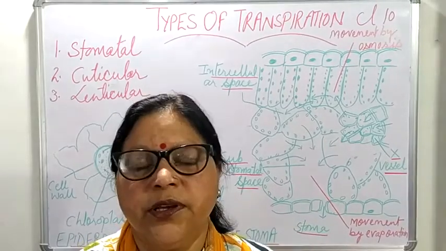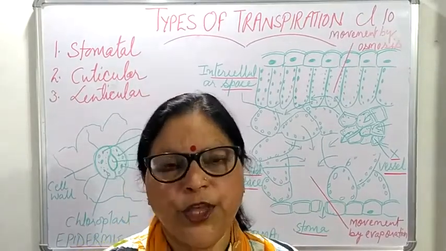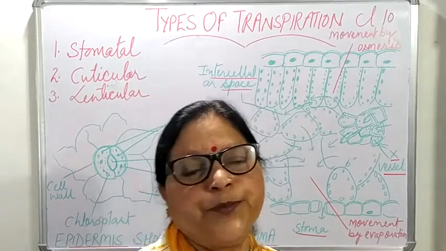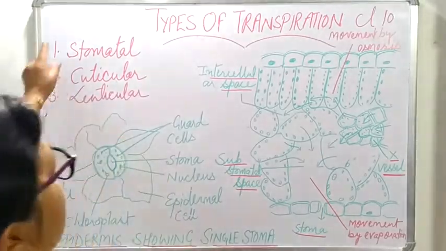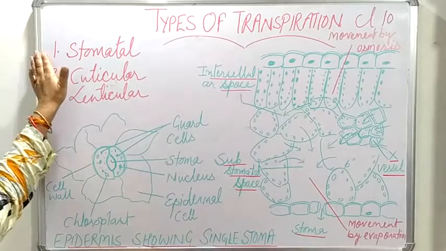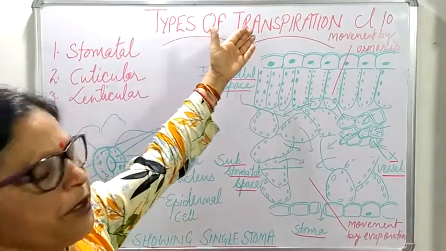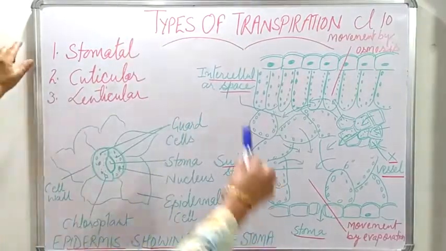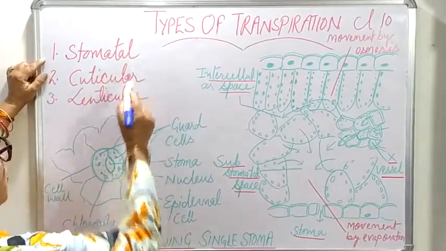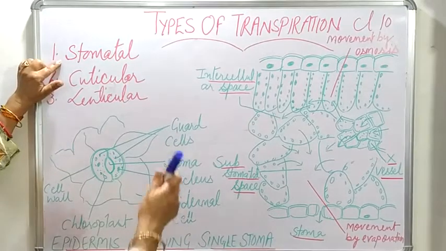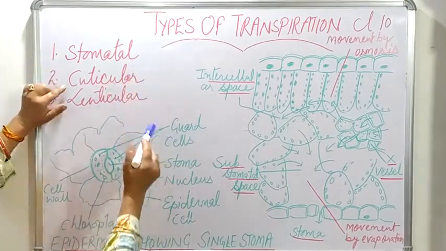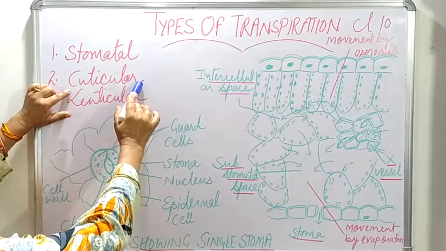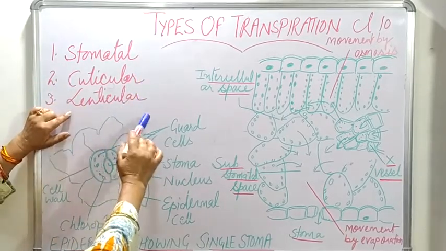Hello students, now I am explaining you types of transpiration. There are three types of transpiration. Now as you all know, transpiration means loss of water from the aerial parts of the plants. Now transpiration is of three types. Number one, stomatal transpiration. Second is cuticular transpiration and third is lenticular transpiration.